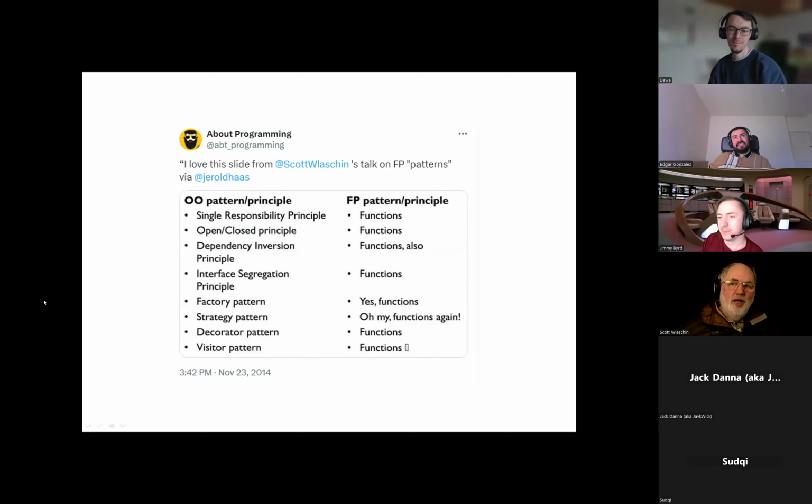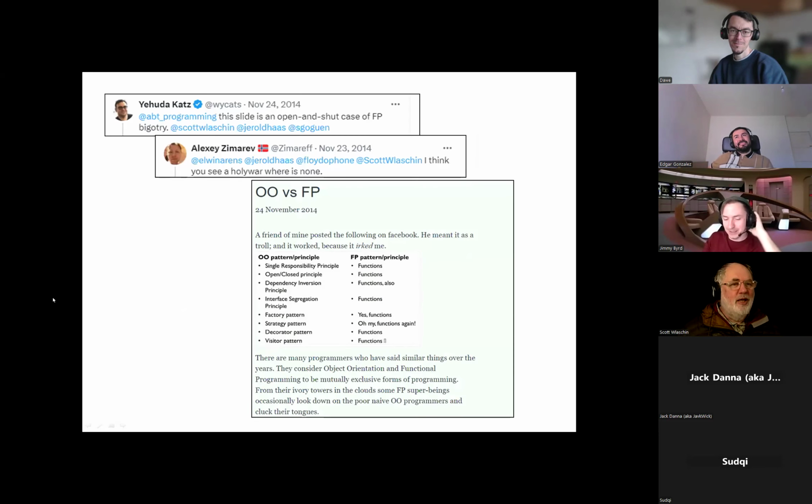I put this slide on here, and people hated this slide. I thought it was funny because I was actually making fun of functional programmers. What people didn't realize in this talk is that I was making fun of functional programmers who were saying everything's a function. You don't need patterns because everything's a function. So I was making fun of them, but the OO people were so mad at me.